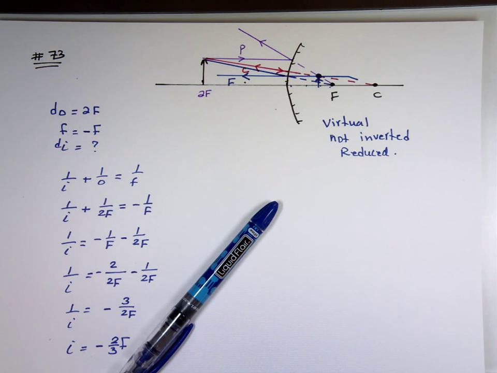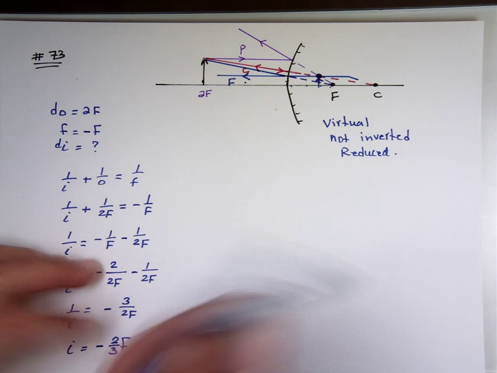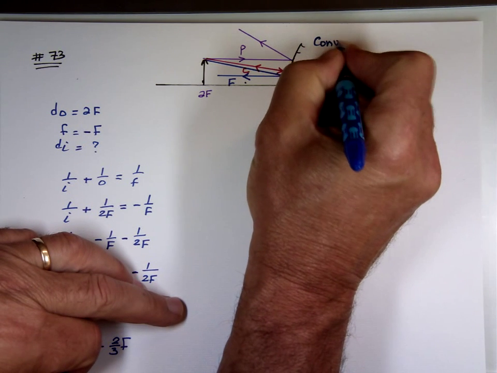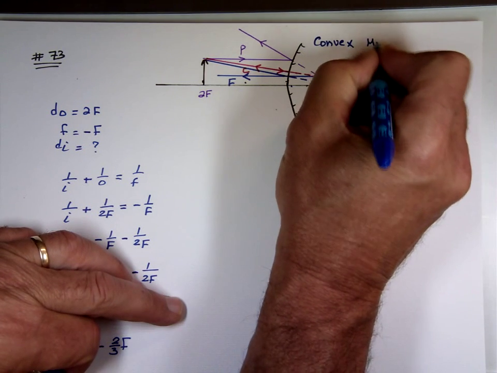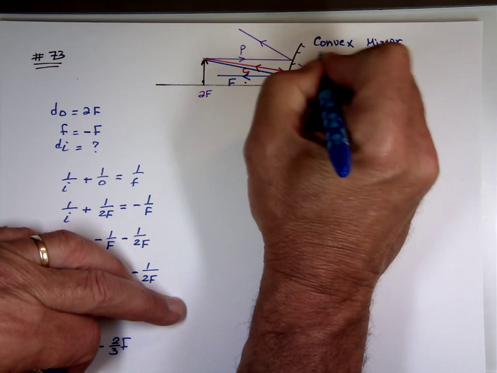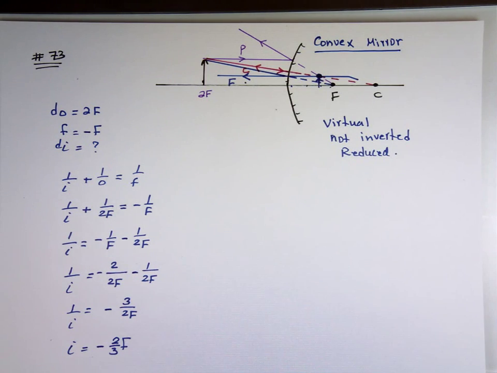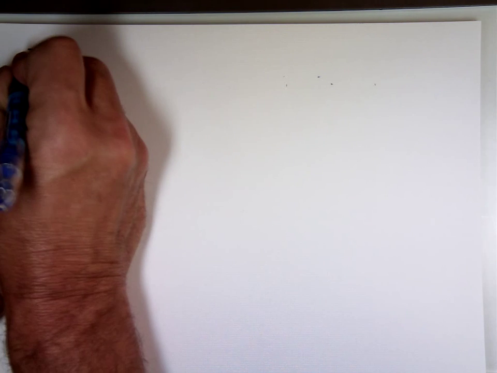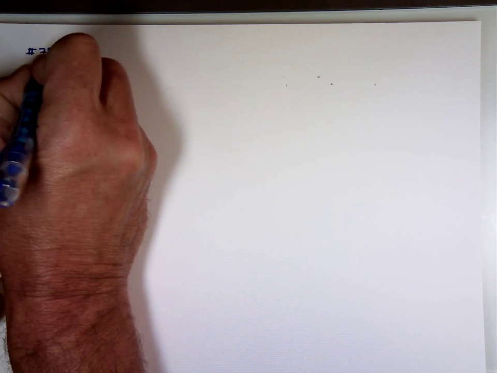Redo. This is for convex mirror. Let's see what happened. That's not what the question was. The question was convex lens. That's a different story. So number 73. Sometimes it's helpful if you read the question, and I am guilty. That's, by the way, a converging lens. Convex is converging lens.